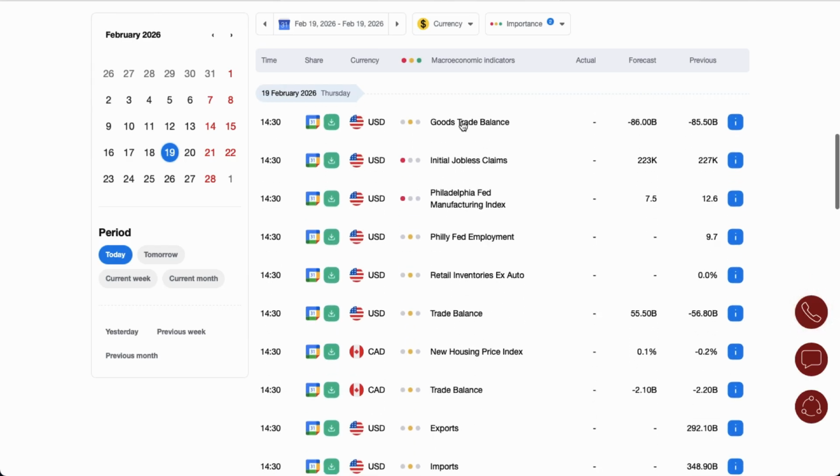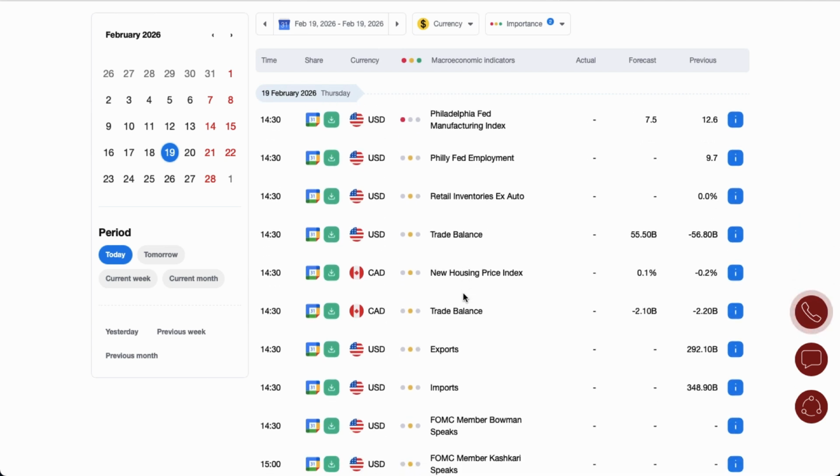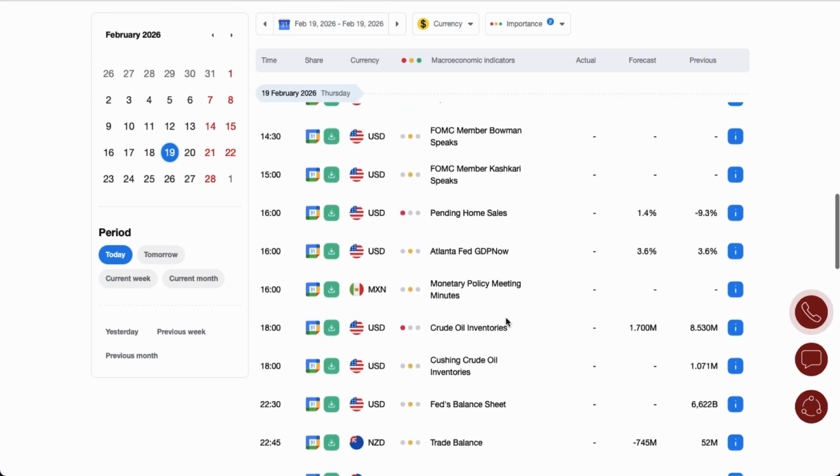At 2:30 we got the trade balance from the US, initial jobless claims data from the US, and the Philadelphia Fed manufacturing index and Philly Fed employment. What's more, other data is scheduled for release at the same time: retail inventories excluding autos and trade balance, including exports and imports. And from Canada we got the new housing price index and trade balance as well.